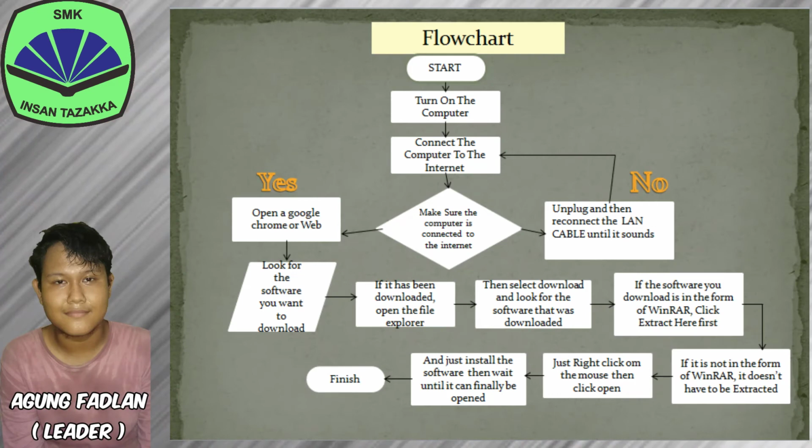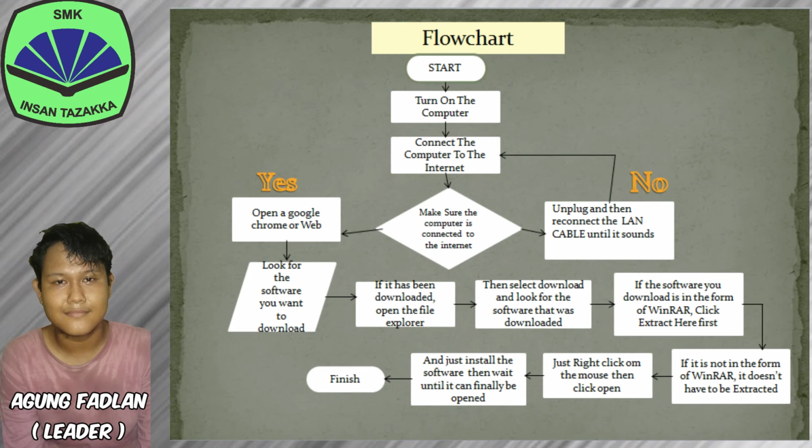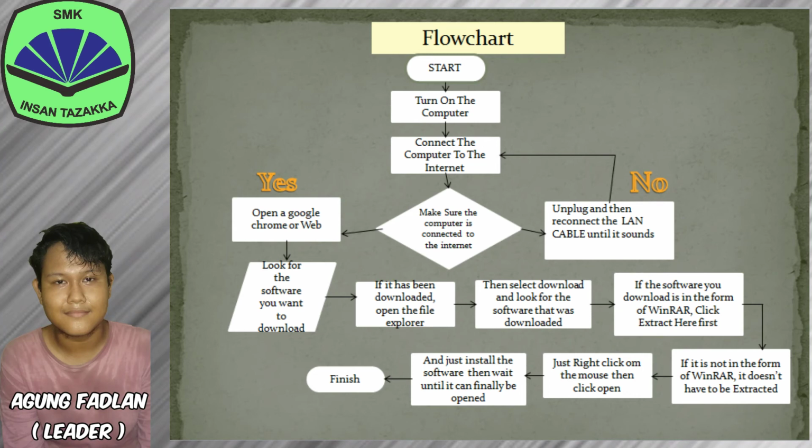Next is a flowchart. First step is to turn on the computer. Next, connect the computer to the internet. Make sure the computer is connected to the internet. If not, unplug and then reconnect the LAN cable until it sounds. If yes, open Google Chrome and then look for the software you want to download.